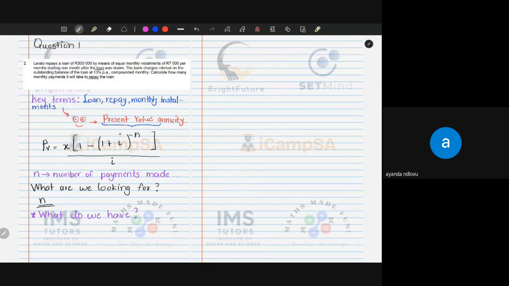Anyone? What is the 300,000 here? Is it the X? Is it the I? Is it the P? What is what here? We have PV, which is 300,000. PV. So what did we say is PV when we were defining it? It's the total money that you're borrowing from the bank. Yep, the total amount. It's the amount you're borrowing or the amount which you owe.